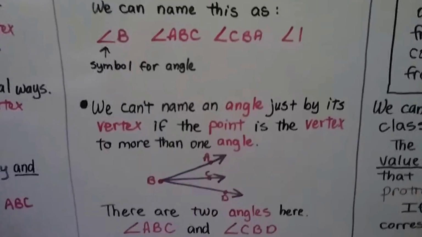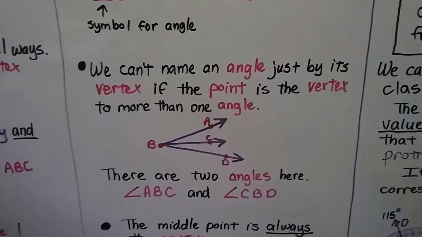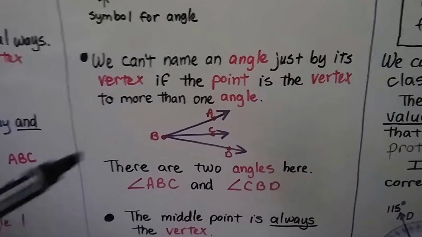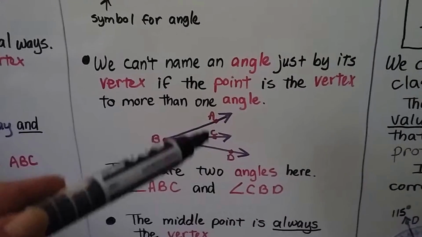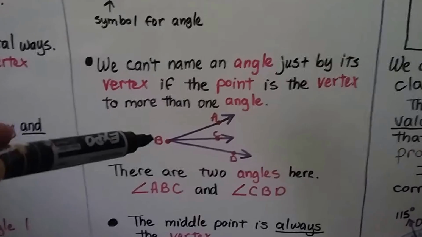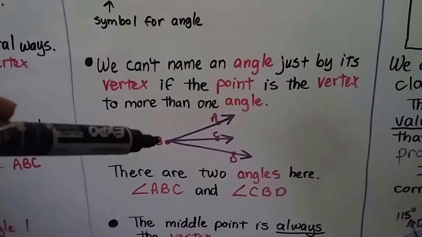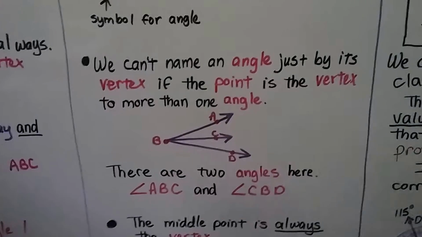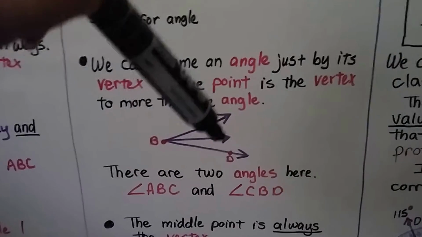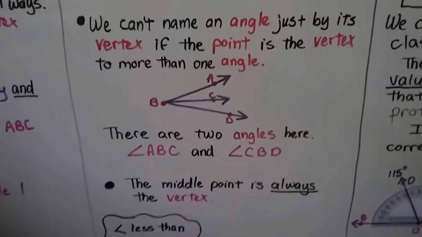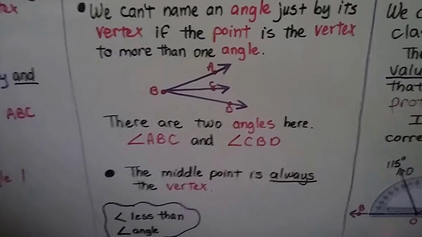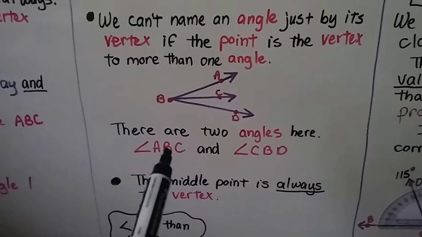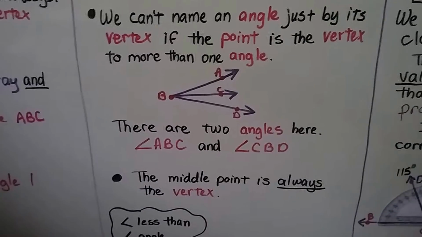We can't name an angle just by its vertex if the point is the vertex to more than one angle. So here there's 2 angles. We've got this one and this one. So we can't say that this is angle B because we wouldn't know which angle we're talking about. There's 2 angles here. We have ABC and CBD. And the middle point is always the vertex. So we can look at our notation here and know that B is the vertex. B is the vertex. It's the middle one.